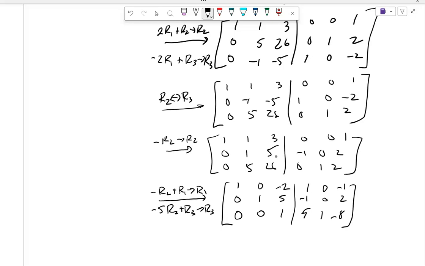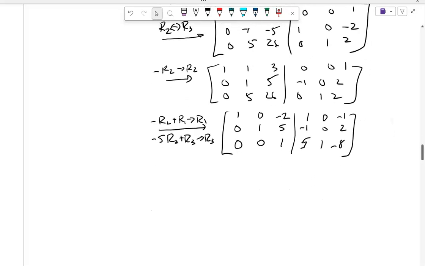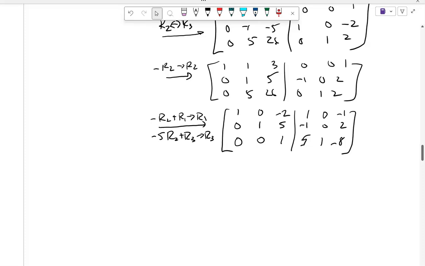It is a funky looking 5. Almost done. We got a 1 already down in the lower right corner. So now we need to do the last 2. We've got to get zeros above it, right? Okay. Negative 5 R3 plus row 2 replaces row 2. Good. And then 2 row 3 plus row 1. Yep. Good.